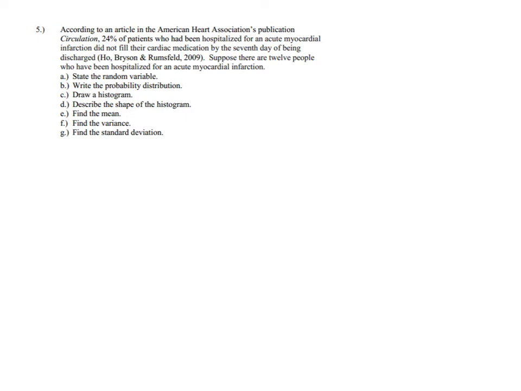Just so you know, what are the possible outcomes that could happen for 12 people? Well, 0 people could not fill their prescription, or 1 or 2 people could not fill it, and we could go all the way down to all 12 of them did not fill their prescription. What we really want to figure out is the probability distribution. What's the probability that 0 people out of the 12 did not fill their prescription? Or what's the probability that 1 or 2, et cetera?